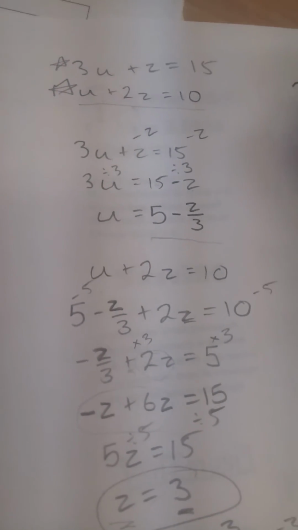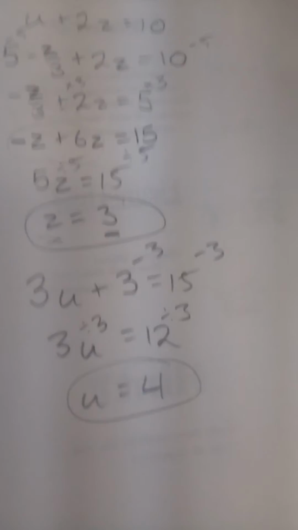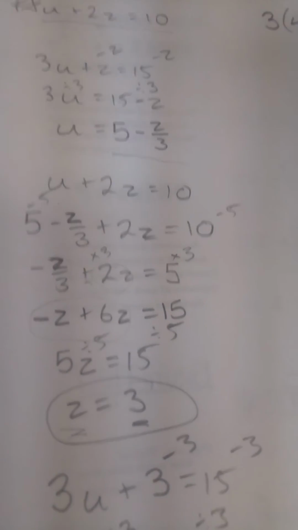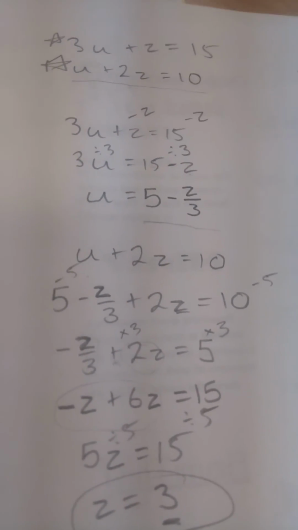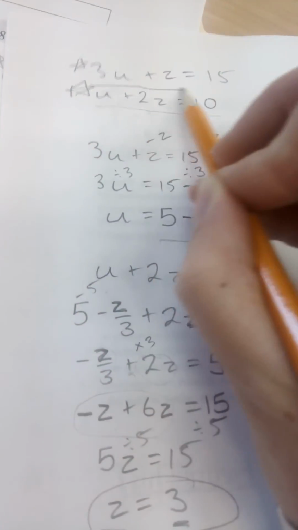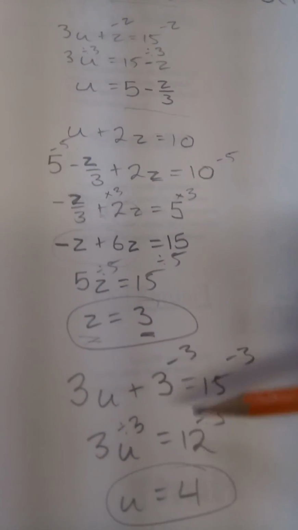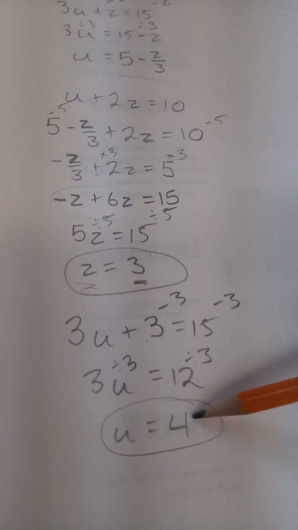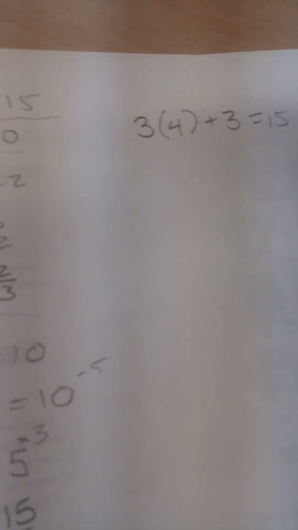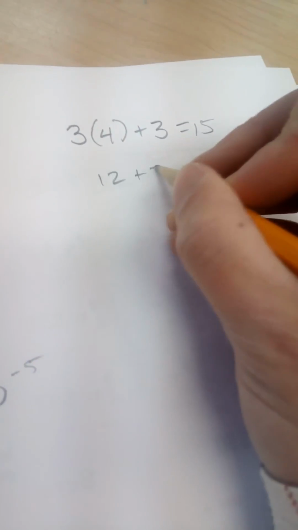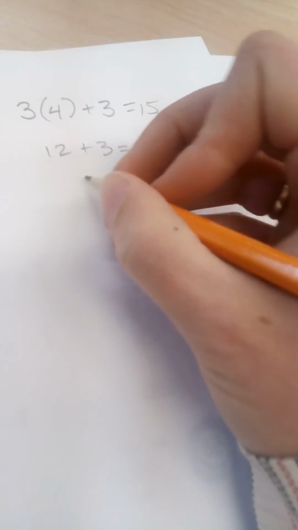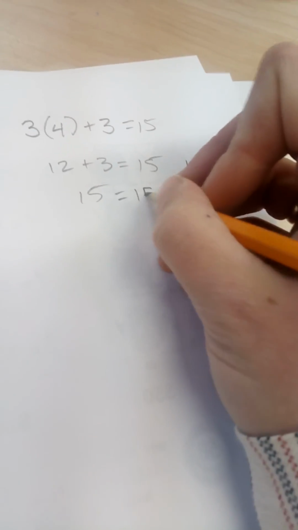So instead of writing u, we'll write 4, times 4 plus, and for z, plus 3 equals 15. What I was doing there is just using this equation, and instead of writing z and u, I'm just plugging in my numbers. So 3 times 4 plus 3 equals 15. 3 times 4 is 12, plus 3 equals 15. Is that true? Yes, that is true, because 12 plus 3 equals 15, and that leaves us with 15 equals 15. So we know we figured it out correctly.